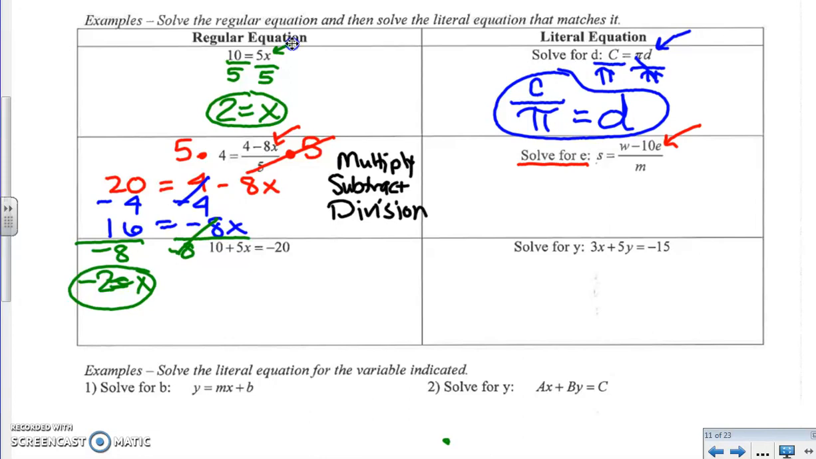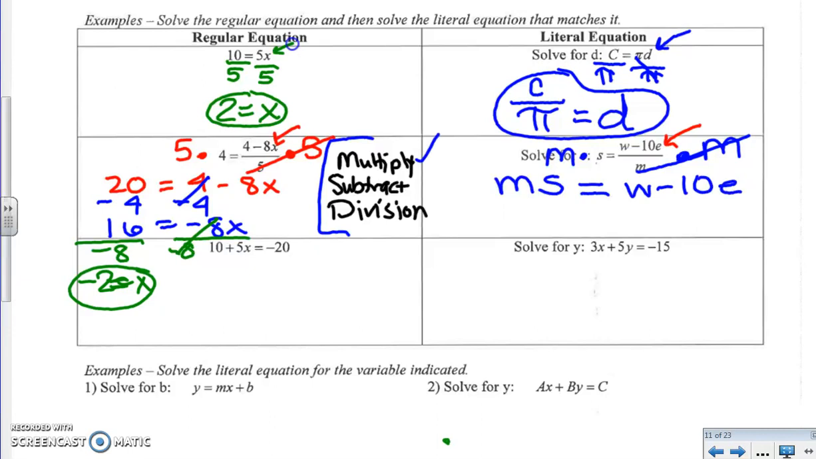was in the numerator after the coefficient negative 10. So if we want to get that e alone, we're going to follow similar steps that we followed from the first equation. We need to get the denominator m out, meaning instead of it being divided, let's multiply it to both sides. Well, m and s cannot really be multiplied to create something new, but we can just set them up next to each other because 2 letters next to each other means multiplication. So we have ms equal to w minus 10e. So we took care of that multiplication step.